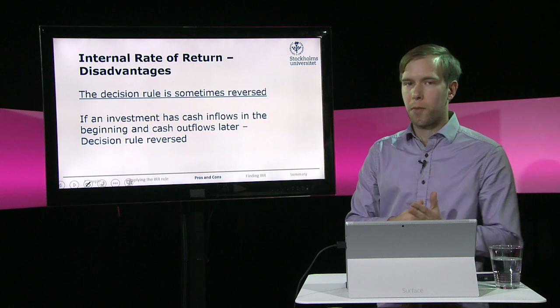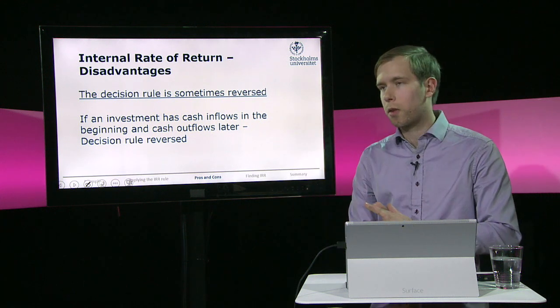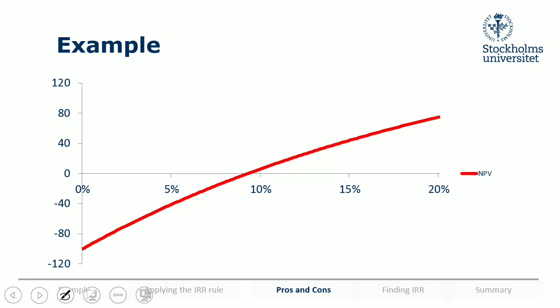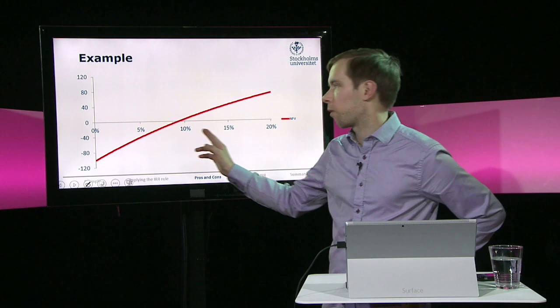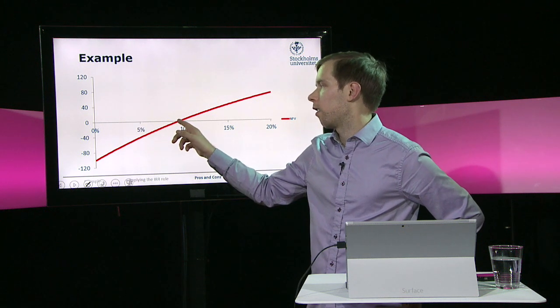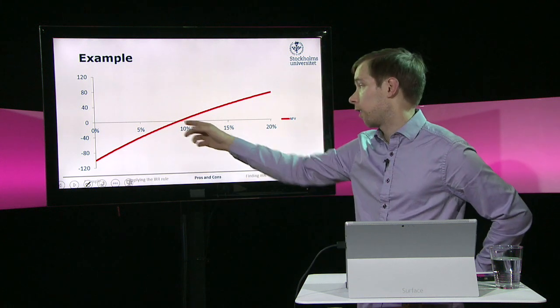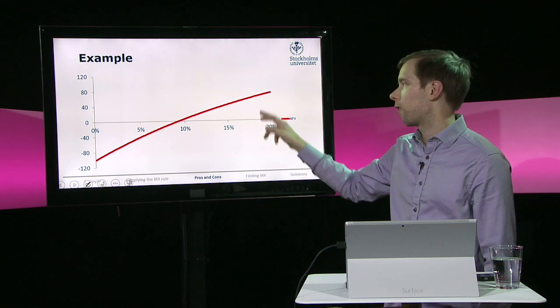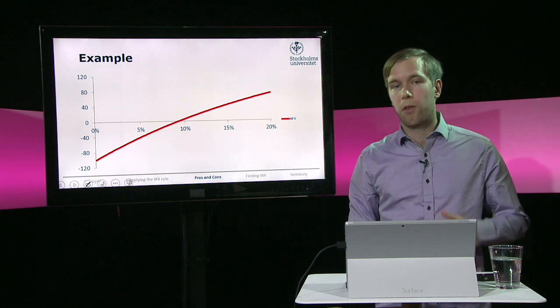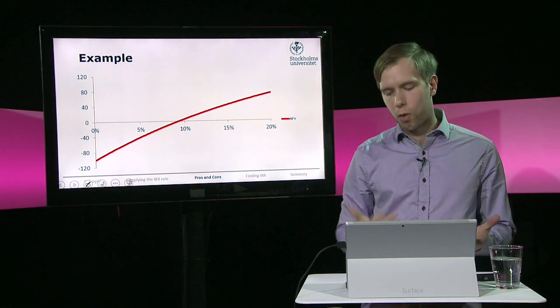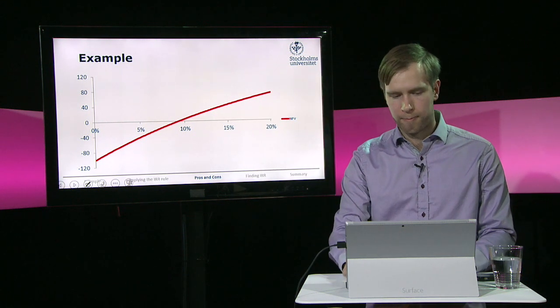The decision rule is sometimes reversed because you could have an investment with cash inflows late and cash outflows early, or cash inflows early and cash outflows late. So it looks something like this. And what do we do then? Well, if we have a low cost of capital here, then the IRR is higher, and the decision rule said that we should invest, but in fact we have a negative NPV. But instead, if we have a high cost of capital, so it's higher than the IRR, then the decision rule said it's a bad investment, don't do it. But in fact, we have a positive NPV. So it's not always so easy to just use the IRR to decide.